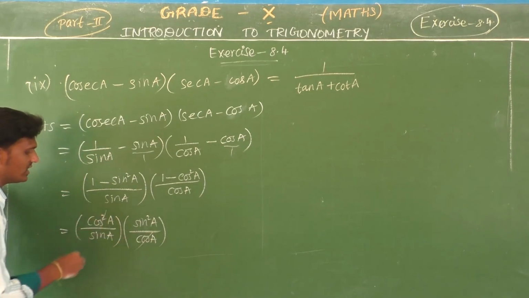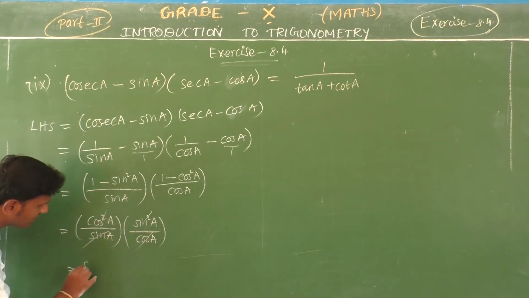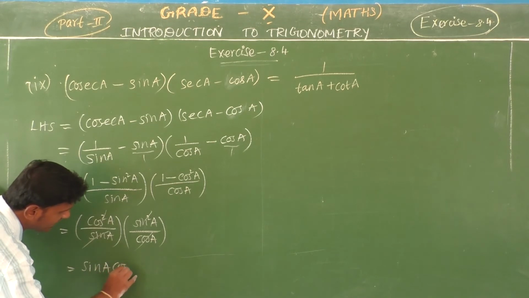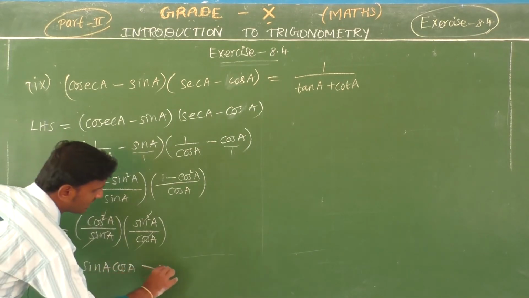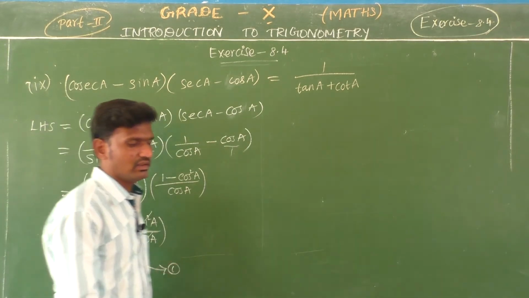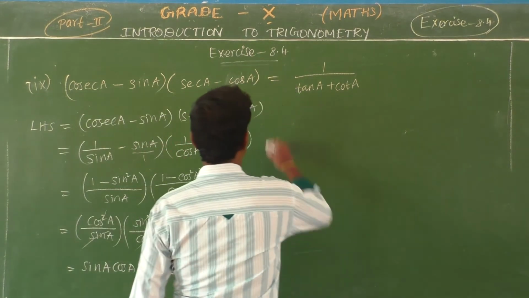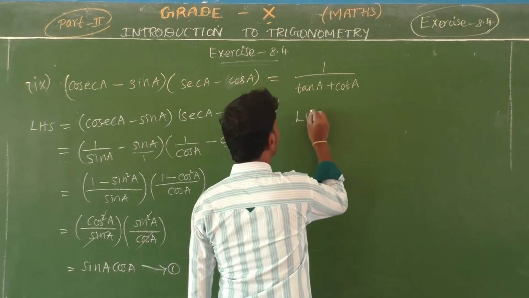Now one cos and one sin cancel. So the remaining terms are sin A into cos A. Take this as equation number 1. Okay, now I am going to take the right side also.